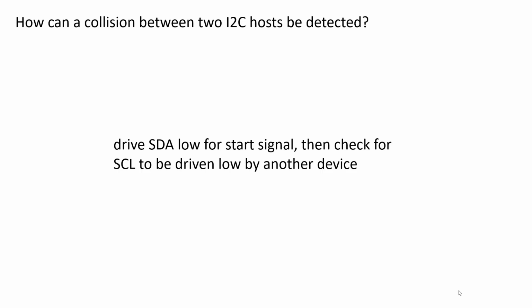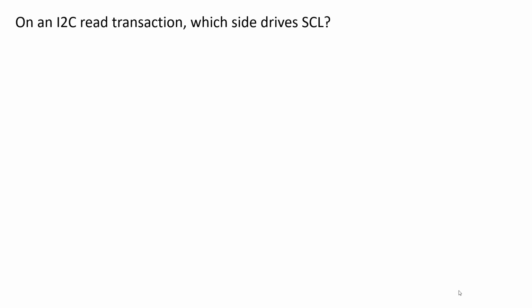Now what happens if I don't see that and then I drive my clock low to complete my start signal and I just happen to be synced up perfectly with another device? If we're both synced up perfectly, I don't think there's a way to detect it. I don't know what the timing granularity is, but if you have two devices that are starting in I2C at exactly the same time, I don't think it's detectable. I don't know how that would work. But that's unlikely to happen.